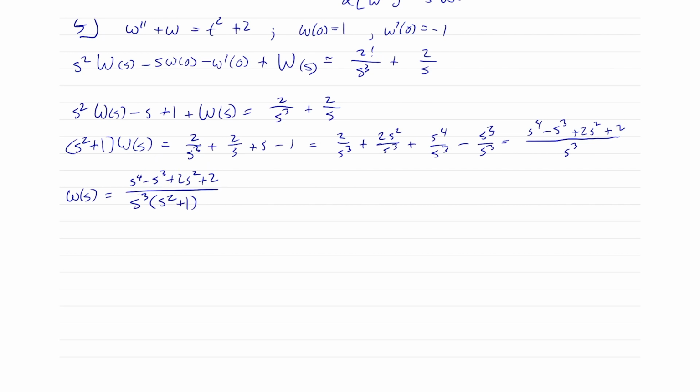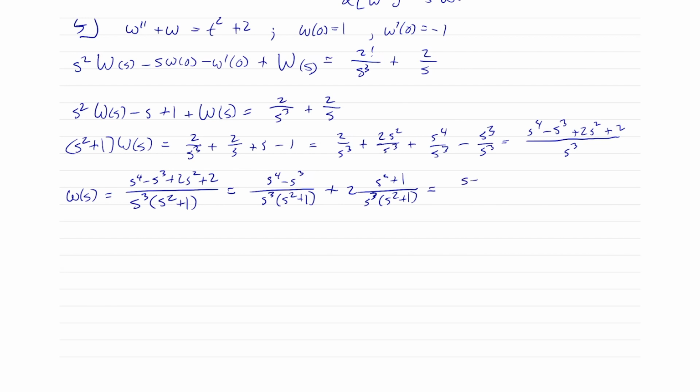But what I can do is I can actually just split this into 2 pieces. So I have s to the 4 minus s cubed divided by s cubed times s squared plus 1. Now I can also write this as plus 2 times s squared plus 1 divided by s cubed times s squared plus 1. Now, what's nice is I can cancel this numerator with this denominator, and that just leaves me an s cubed, and I can factor out a cube here and cancel off this cube. So what does that give me?